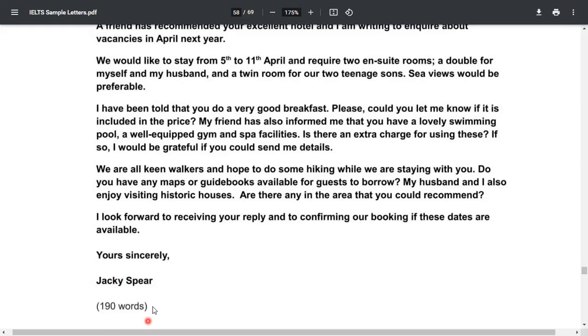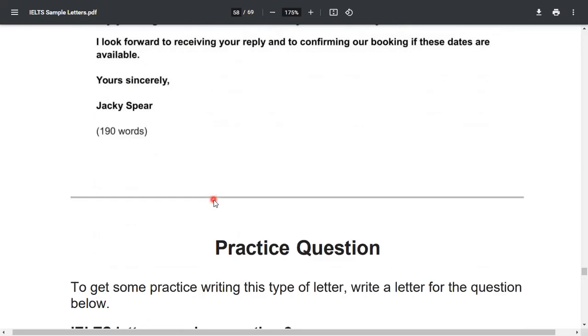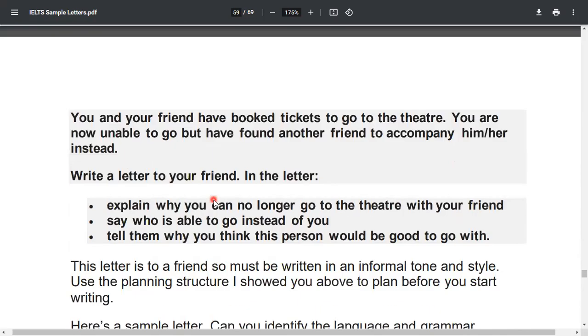Okay, and as you can see, we've reached 190 words and we are on the safe side. We've covered all the questions, and that's the most important thing. And as you can see, it's a beautiful structure. We have some separate paragraphs and we have a beautiful purpose sentence and a very clear greeting and sign off. Okay, so that's the most important thing when writing any letter.